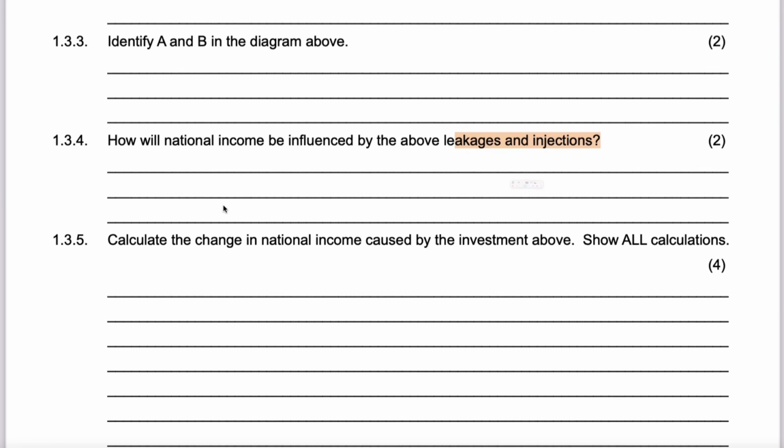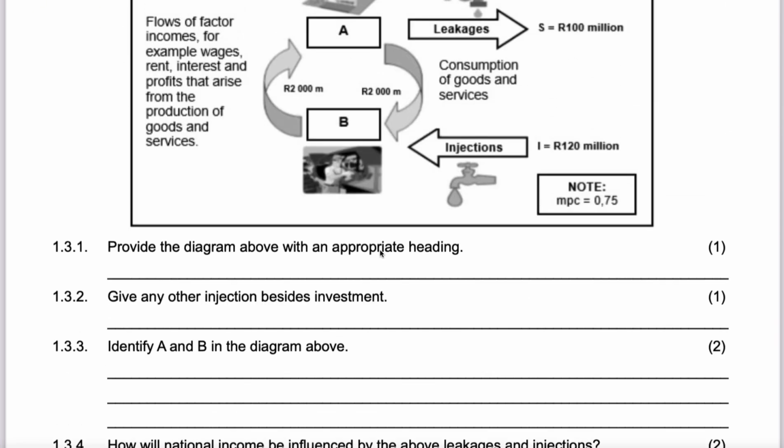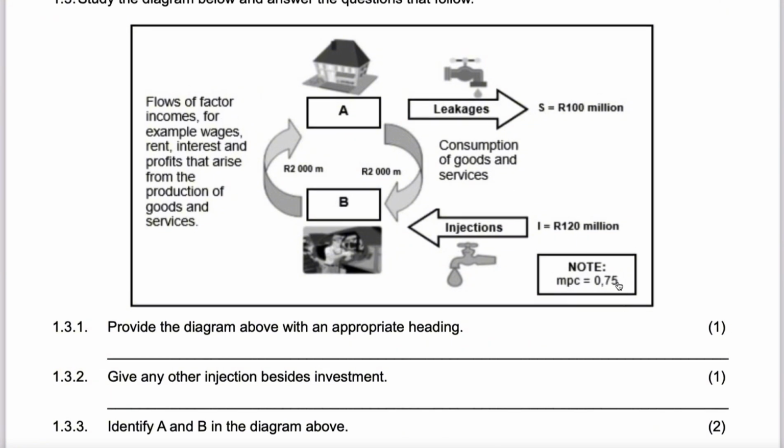Then number 5, calculate the change in national income. Do you know what they're saying here? They are asking you to calculate the effect. So for us to get the effect, we need 2 things. Number 1, we need the multiplier. Number 2, we need the injection. So let's go and check if we have those 2. Where do we first get the multiplier? Well, we get the multiplier from here, because we have the MPC. So I calculated it already.